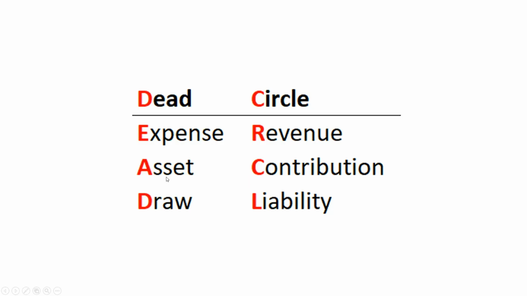If we know that cash is an asset and we know that a debt, a notes payable for example, is a liability, and those are both going down, if we understand this DEAD CLIC acronym, we know that assets go up with a debit. So we need to credit the asset to decrease it. And we know liabilities go up with a credit, so we need to debit that liability to decrease it.